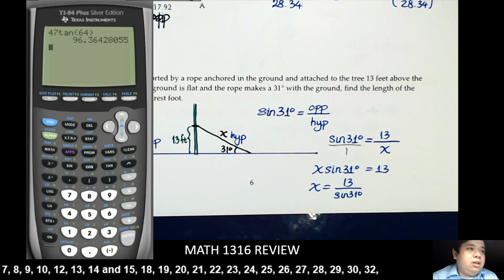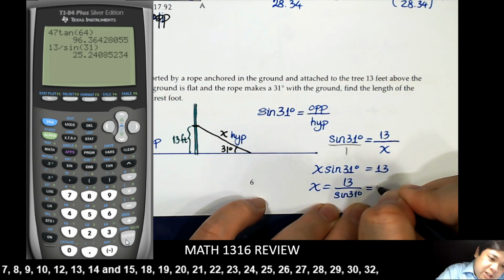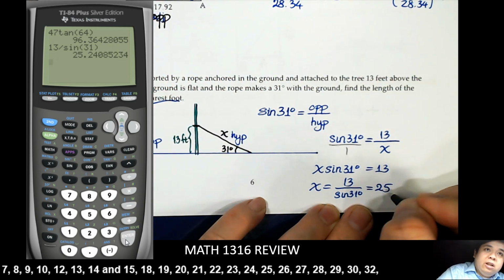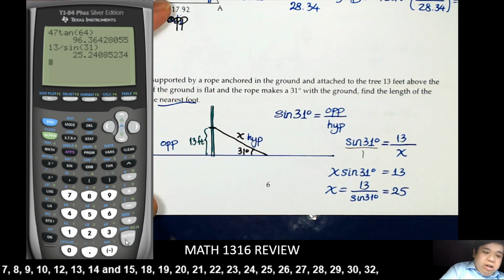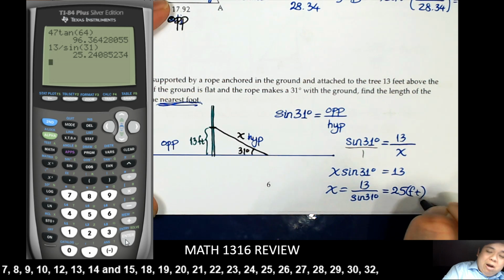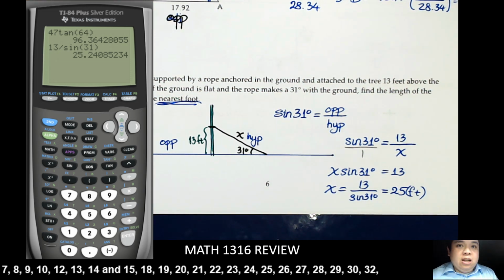Calculator. 13 divided by sine of 31 degrees. We have about 25.24. And again, this is to the nearest foot. Yeah, to the nearest foot. So about 25 feet is the length of the rope.